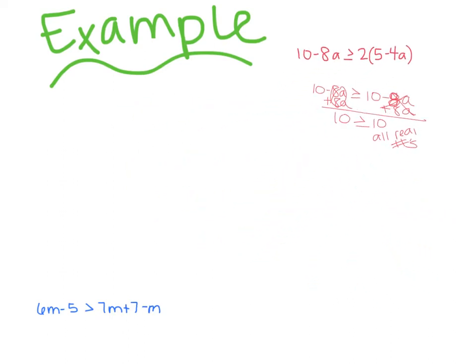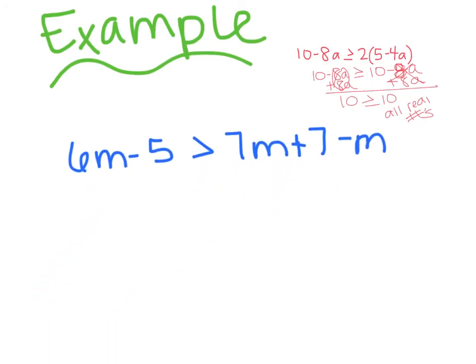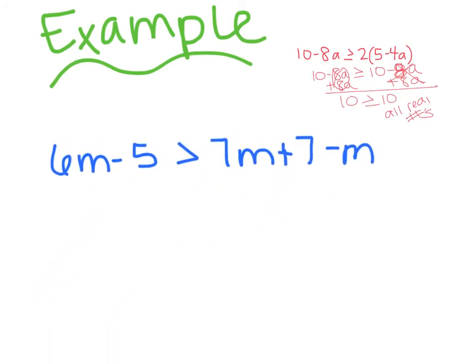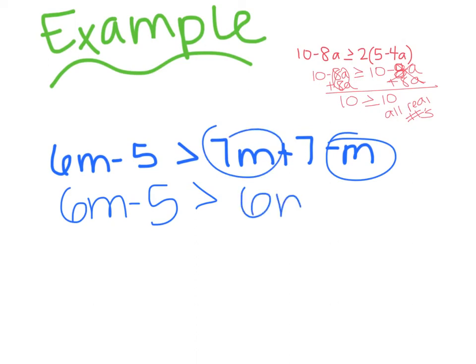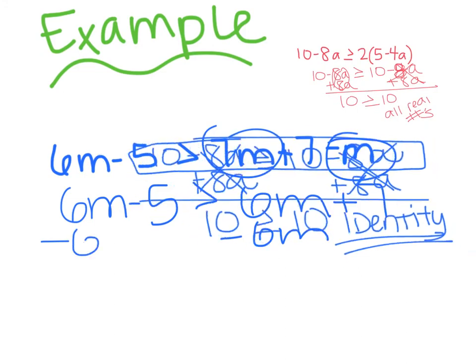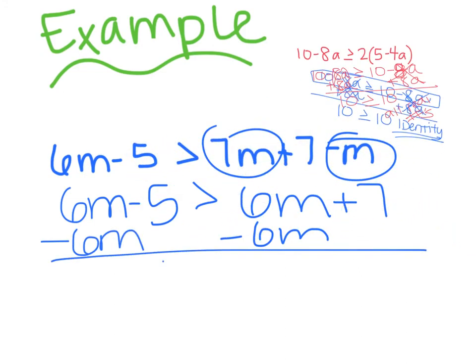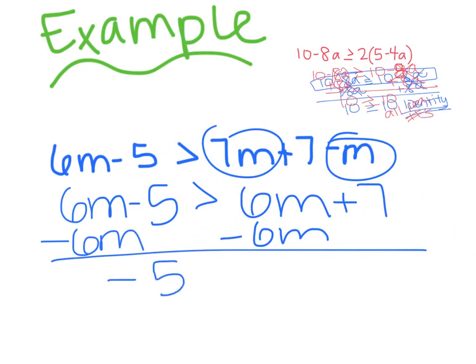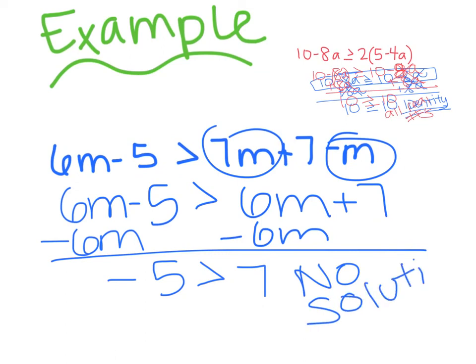All right, next unique example for you. Treat it just like normal and watch and see what happens. So combining, because there's no distributing. And I'm left with 7, subtract 6m on both sides, and I'm left with negative 5 is greater than 7. Now, clearly that's not a true statement, so the answer then is no solution.